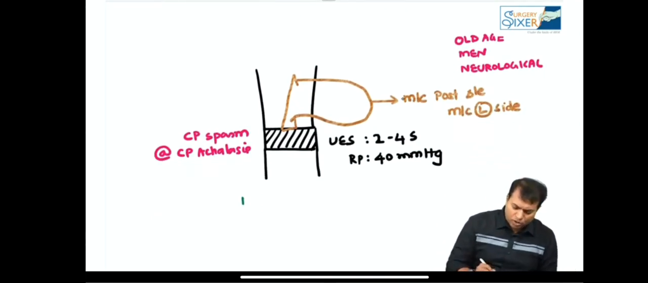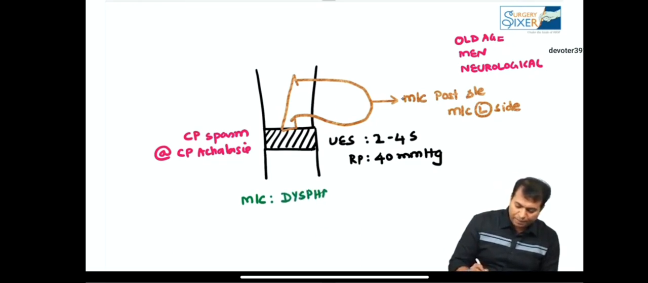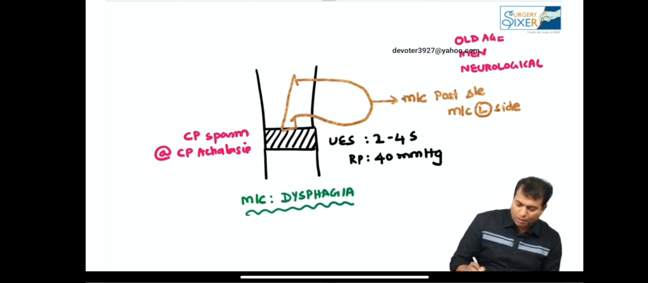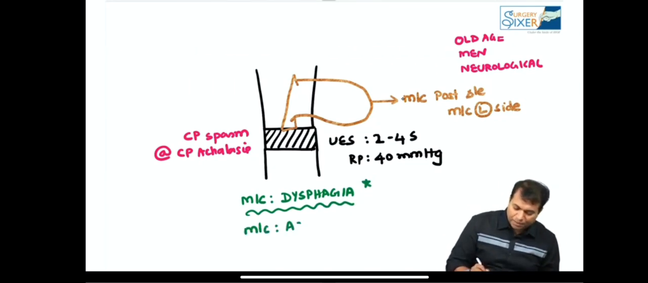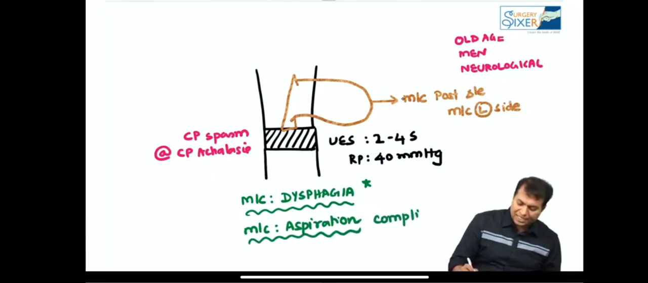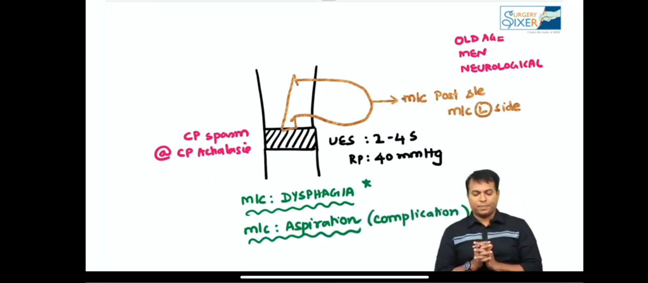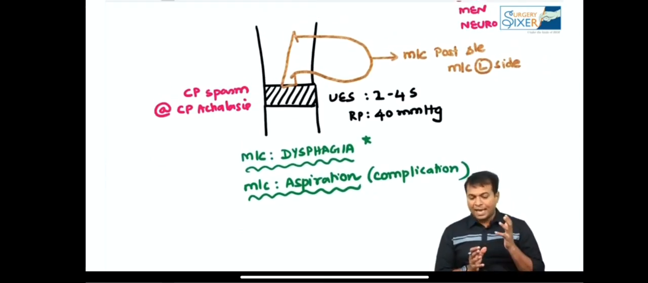So can you tell me what is the most common presentation with which this old man comes to hospital? The most common presentation is dysphagia. As he swallows, the food will get stuck in the neck, and because of the food getting stuck, he will aspirate. Aspiration is the most common complication. So the symptom is dysphagia, the complication is aspiration. Please don't forget these points.